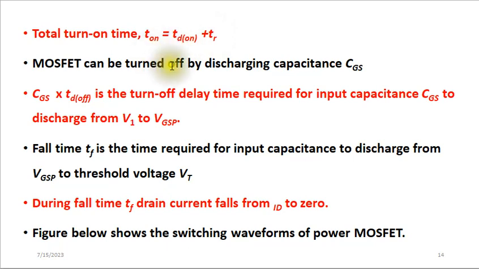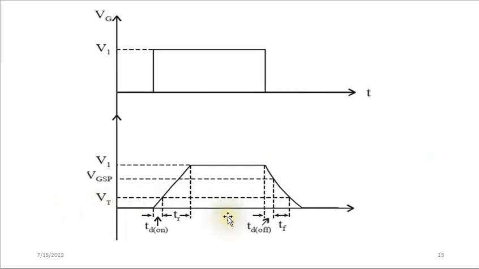And whenever you want to switch it off, what you need to do is to discharge that capacitor, the capacitor between the gate and the source, CGS. The total time required to do that is the product of the capacitance times the delay time during turn-off. And as I have already explained, there is a fall time, which is the time it will take to fall from the VGSP to the threshold value, VT. The summation of these two times is what we call the turn-off time, that is TD off plus TF.